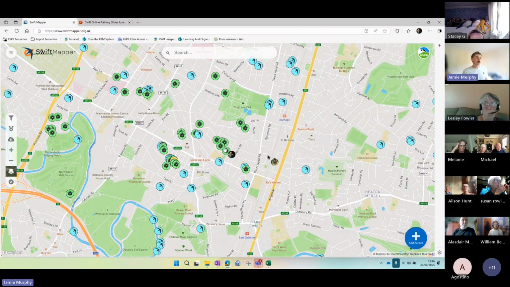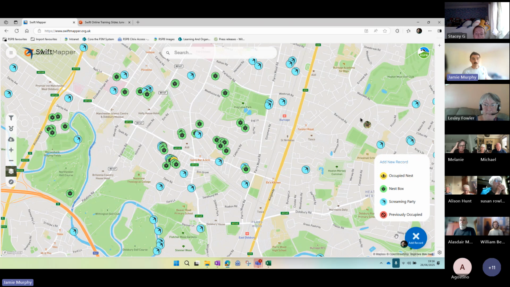So you don't need to have an account to look where Swifts are. But if you want to put your own records in, you do need to set up an account, but it's all free. Once you're logged in and you've got your account, you press the add record button. And I'll just do a couple of examples.